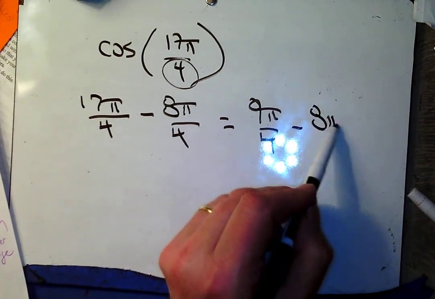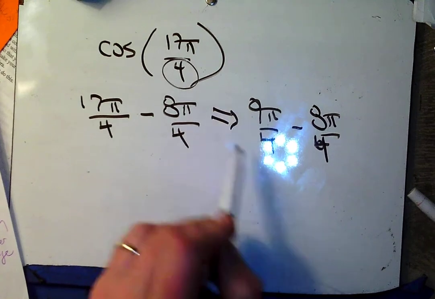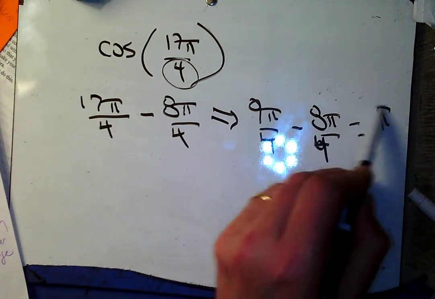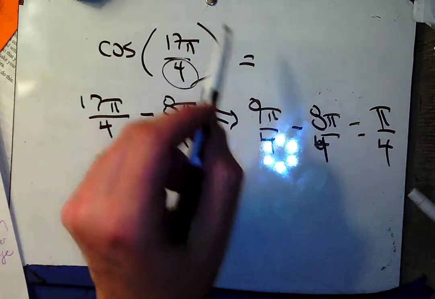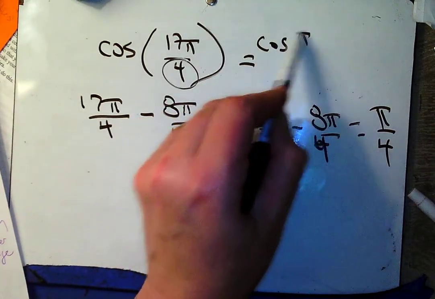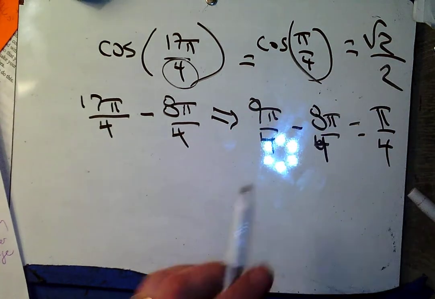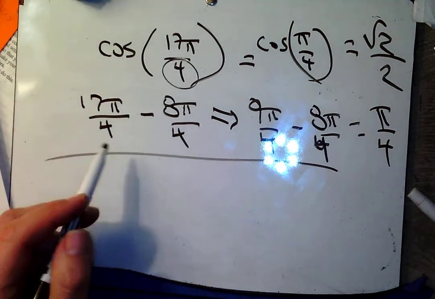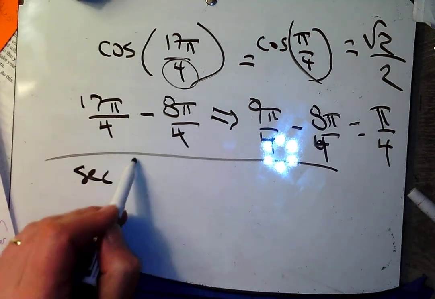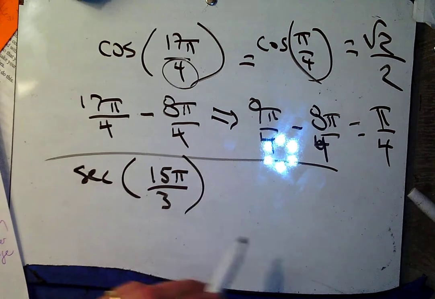So if I subtract another 8 pi over 4, I'm going to get 1 pi over 4. So cosine at 1 pi over 4 is positive root 2 over 2. Okay, I think now it's your turn. Secant of 15 pi over 3.